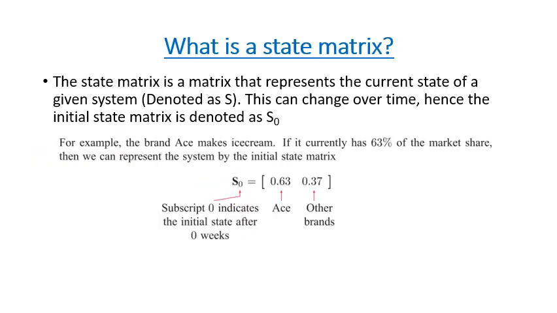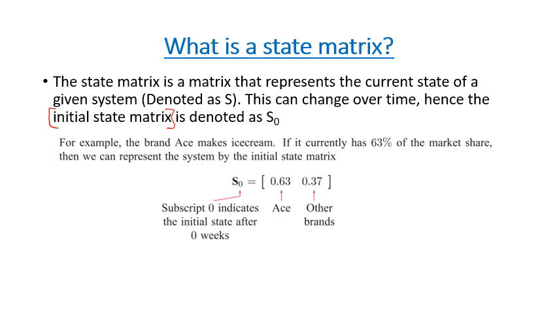Now the next type of matrix that we're looking at is a state matrix. Basically a state matrix is a matrix that represents the current state of a given system. We denote this as S. This can change over time, and most of the time we're going to identify an initial state matrix. That's the initial system, and that's denoted as S0.